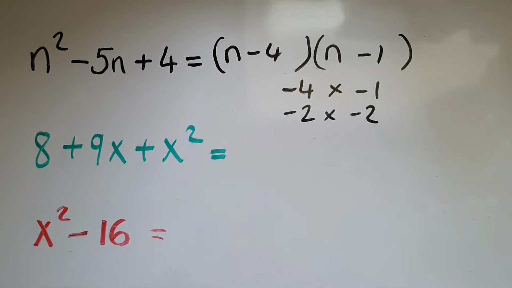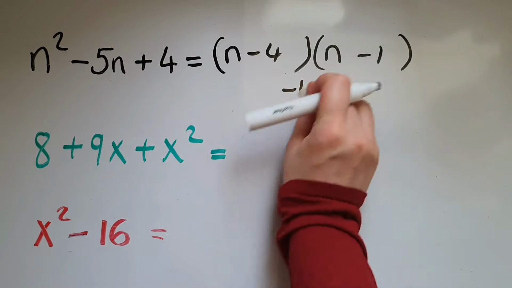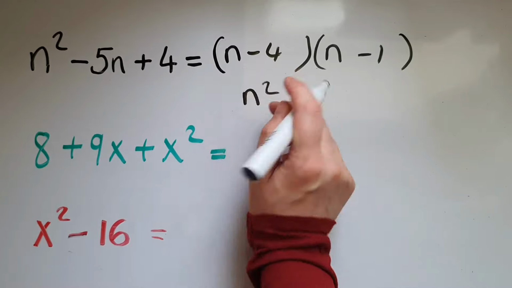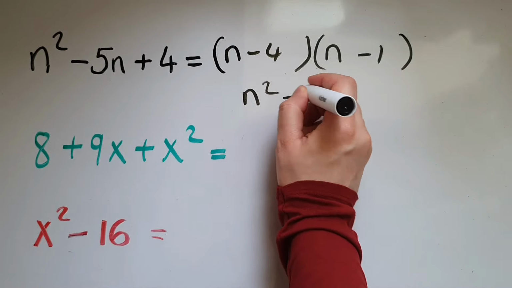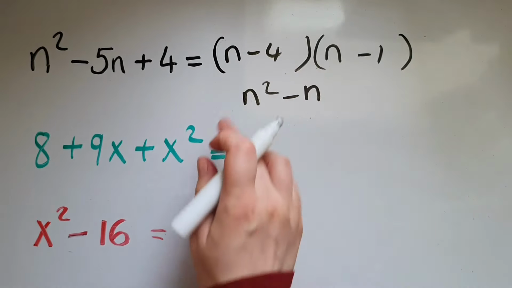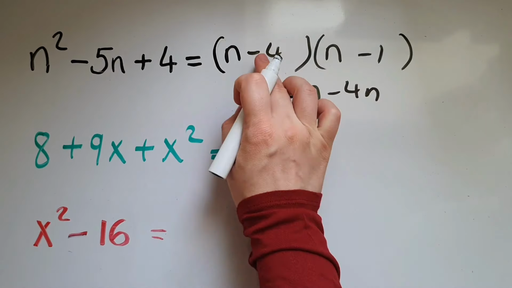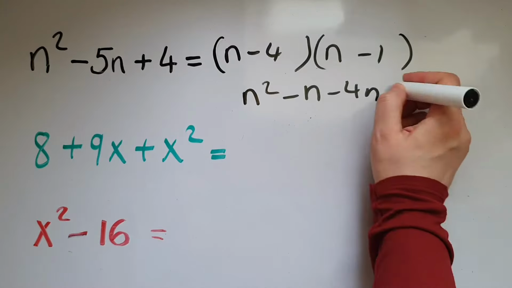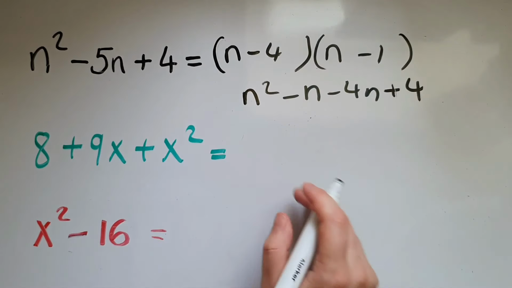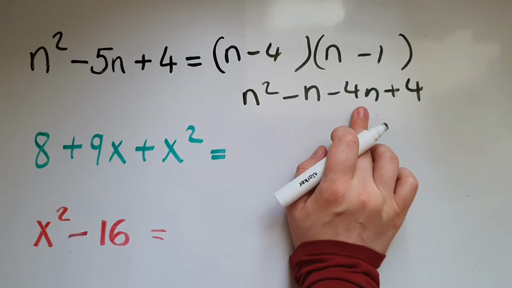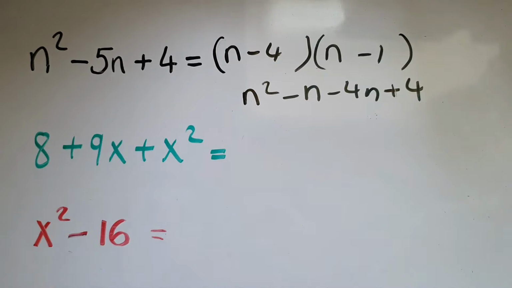Reversing the process now to see if we've done this correctly. So n times n gives us n squared, n times negative 1 gives us negative 1n or just negative n. Negative 4 times n gives us negative 4n, and negative 4 times negative 1 is 4. So collecting the like terms here, we get negative 5n, and that matches what we had.